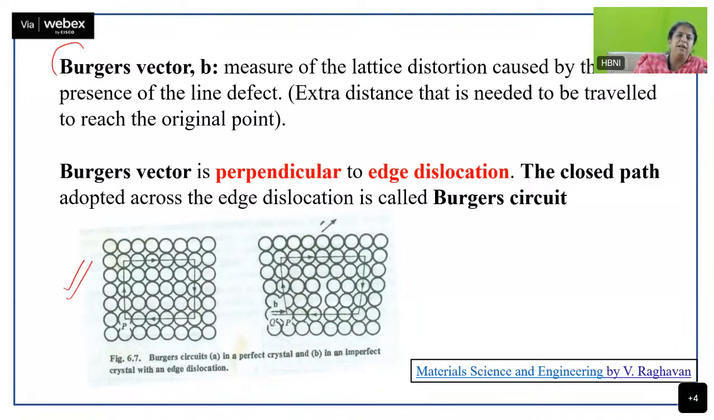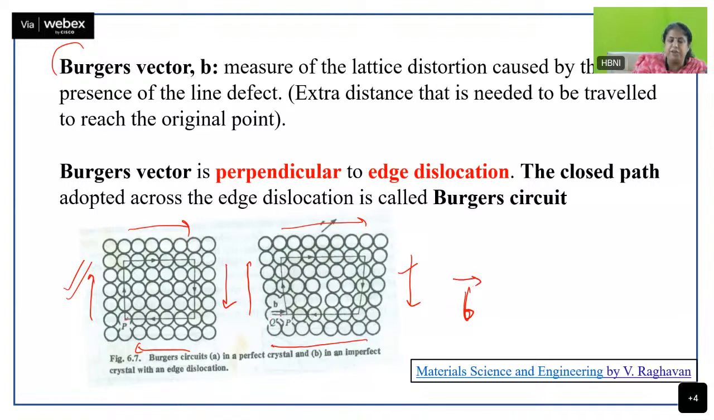Suppose this was your completely ideal crystal structure. You started from the point P, you moved in this direction, then you moved, let's say, by 4 circles, moved here by 5 circles, moved here by 4 circles, moved here by 5 circles, you're back to P, right? Here, when you have an edge dislocation, you start from point P, move by 4 circles, move by 5 circles, come back by 4 circles. If you again go by 5 circles, you will reach the point Q, which is not the starting point. To reach the starting point, you will have to come back by a distance b.